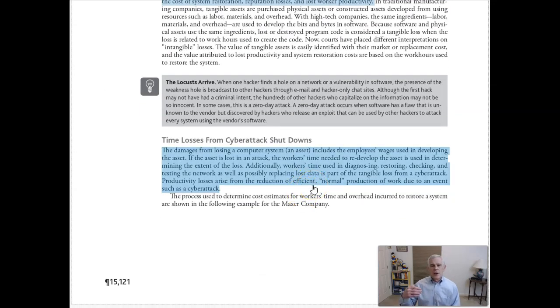Now, you get into intangible assets, and some jurisdictions are starting to treat what were previously intangible losses as tangible. Time losses can be a loss. If a system shuts down because of a cyber attack, then time is lost, maybe by people having to find out about the attack, know what's done, and then repair the attack. That's lost money. You're paying someone to do that. So these time losses are part of the losses you need to keep up with when you're computing the actual cyber loss.